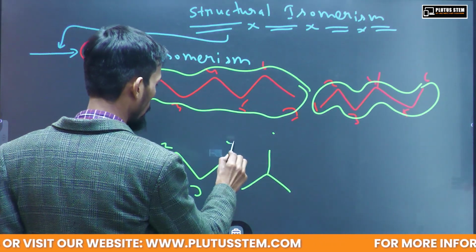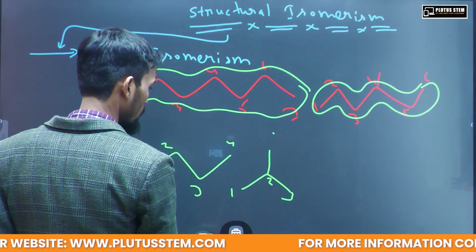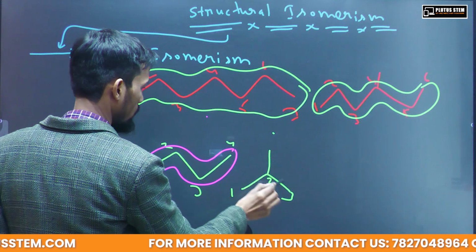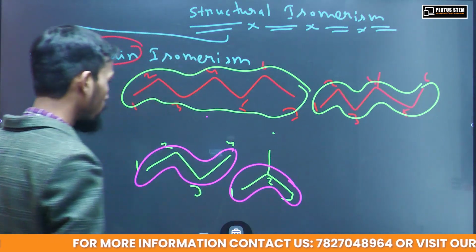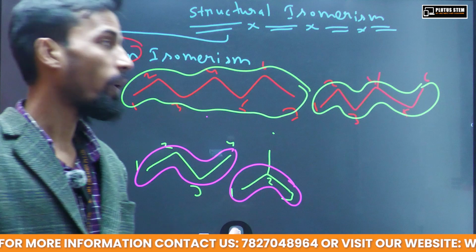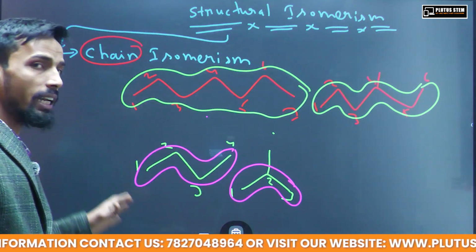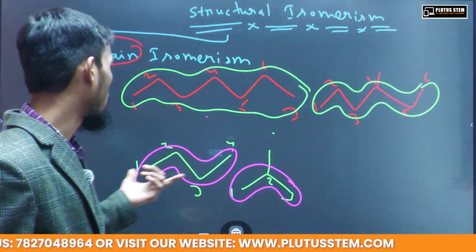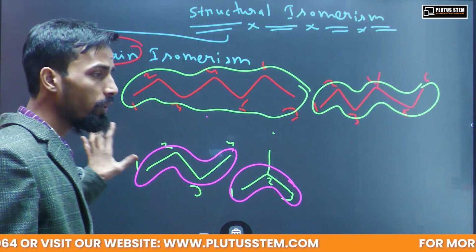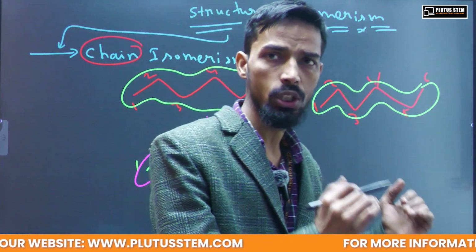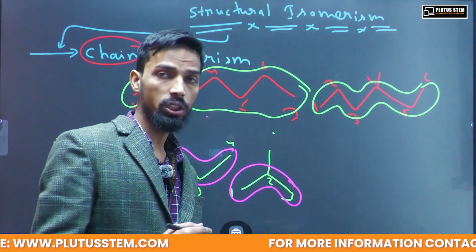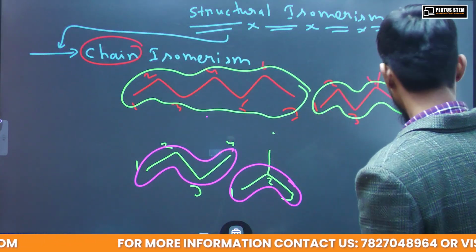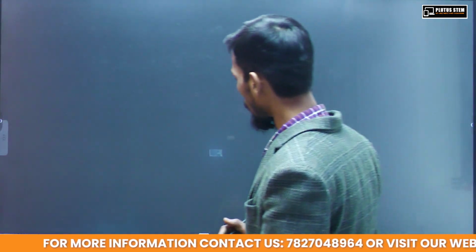One, two, three, four. 1, 2, 3. Different chains are there. Clear or no? So when the chain is different, that type of isomerism, given rise by the difference in the chain, is termed chain isomerism. We will discuss all these isomerisms, chain, position, in quite detail separately. I am just giving you a brief view of all these isomerisms.